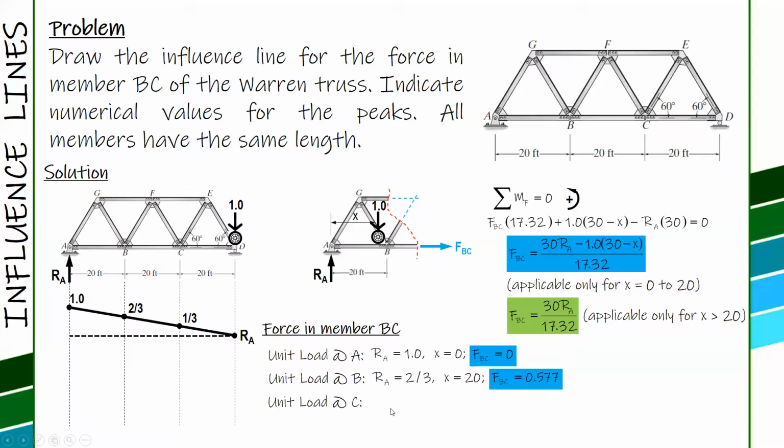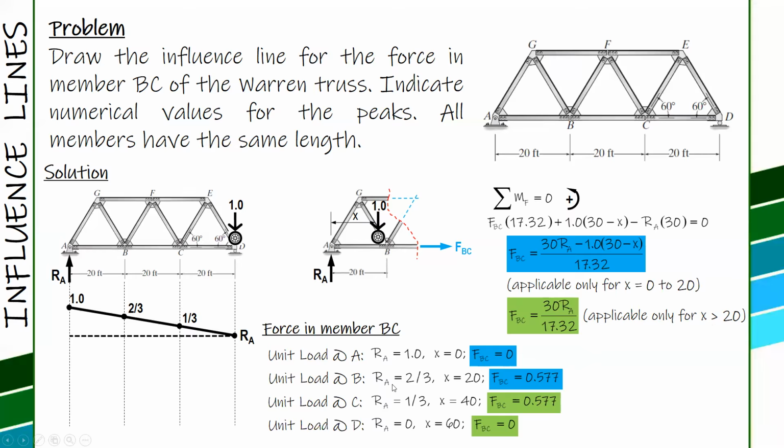And then unit load at C, RA is 1/3. And then the X is 40 naman. So this one we use is beyond, more than 20, so we are there already. RA 1/3 gives FBC 0.577. And then last at D, RA is 0. Then the X is 60, so this one is no longer applicable.